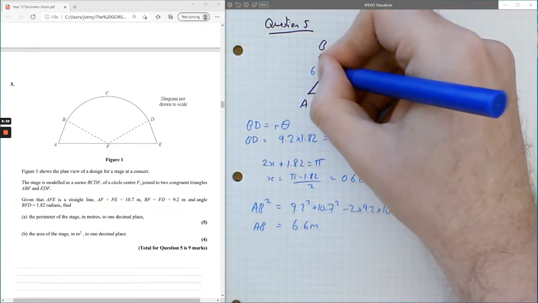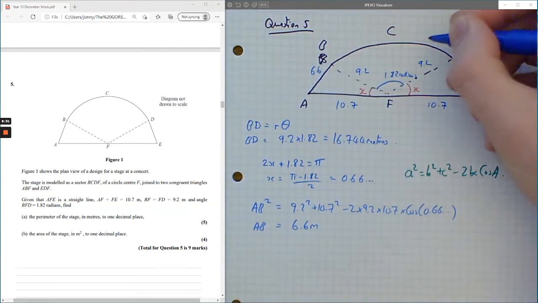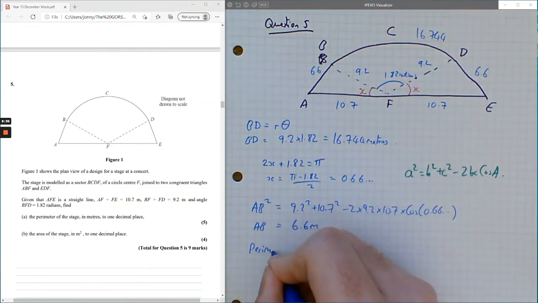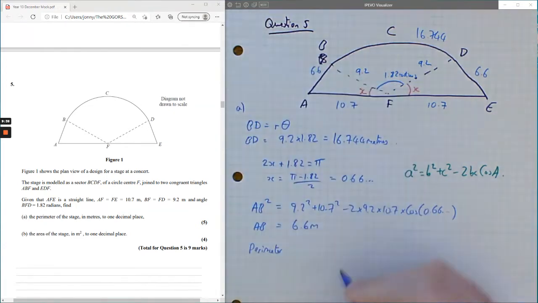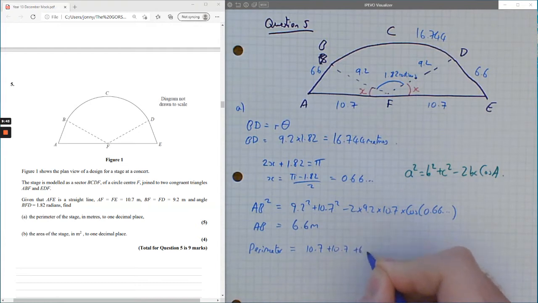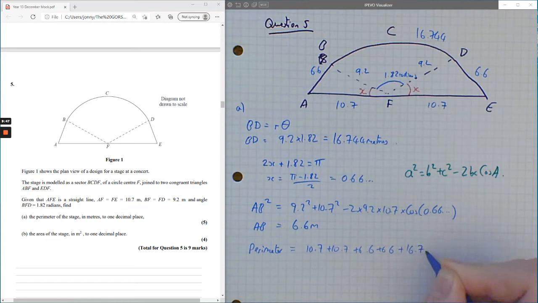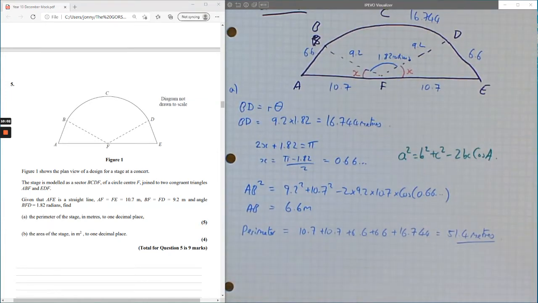So then we can see if that's 6.6, that will be 6.6 there, and we've already said that this is 16.744. So the perimeter is got by adding up all of those together: 10.7, 10.7, 6.6, 6.6, and 16.744, which is going to give us, I think I might have skimped on the accuracy a little bit because I'd used 0.66, but I should have been more accurate. It should give you 51.4 meters.